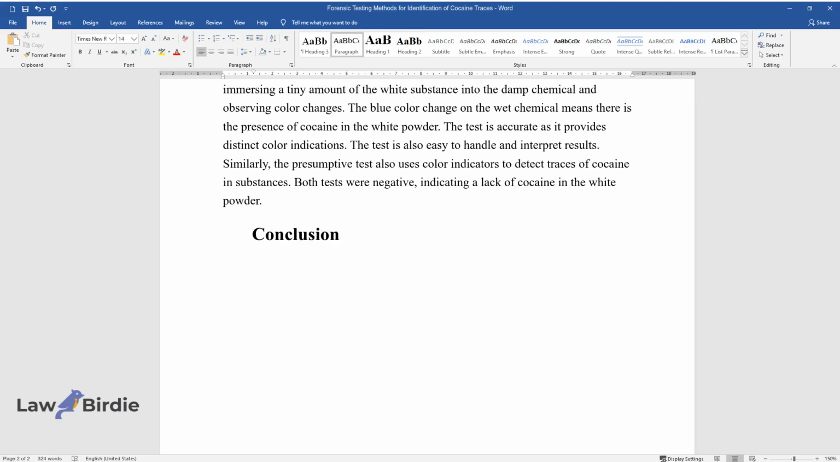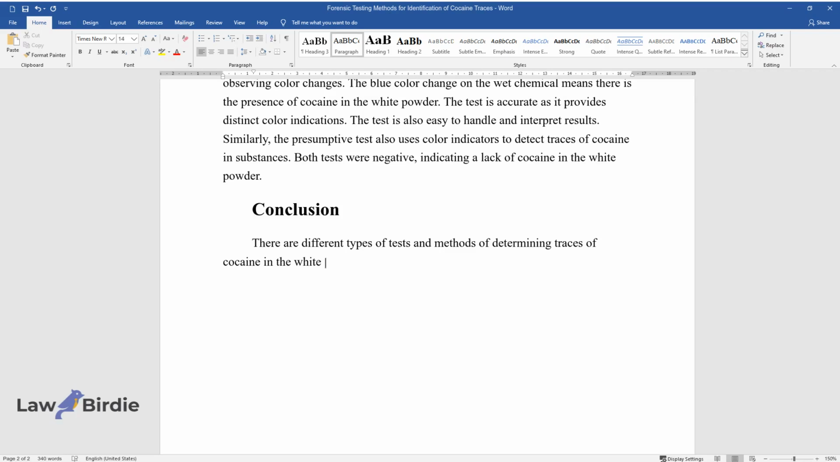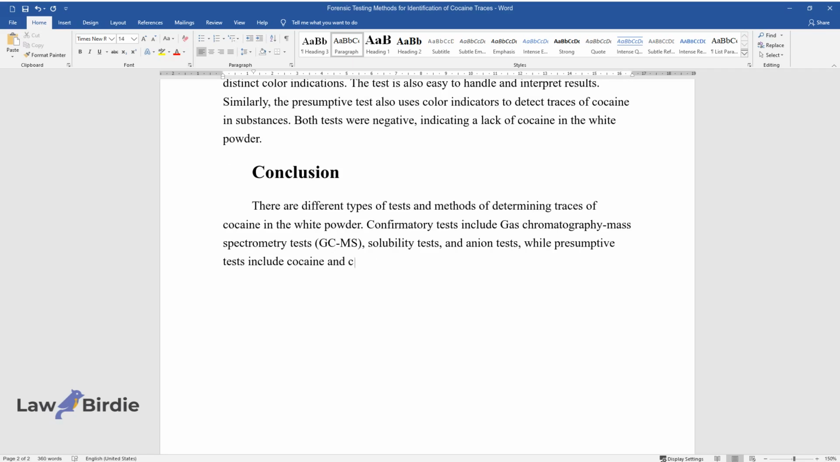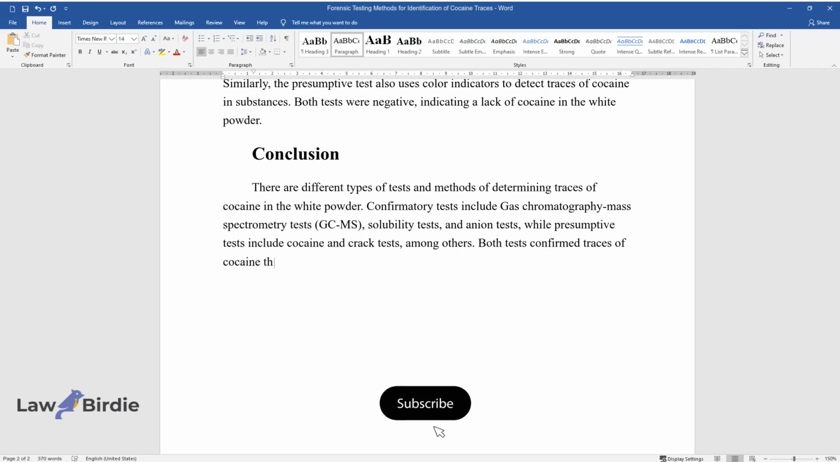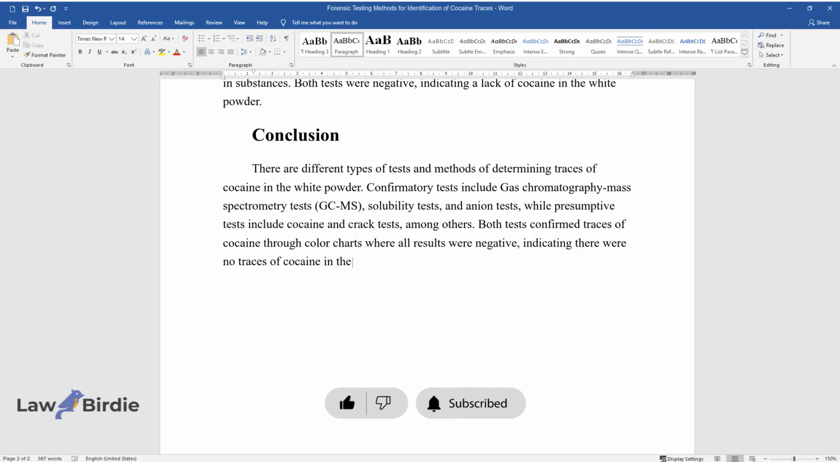Conclusion. There are different types of tests and methods of determining traces of cocaine in the white powder. Confirmatory tests include gas chromatography mass spectrometry tests, GCMS, solubility tests, and anion tests, while presumptive tests include cocaine and crack tests, among others. Both tests confirmed traces of cocaine through color charts where all results were negative, indicating there were no traces of cocaine in the white powder.